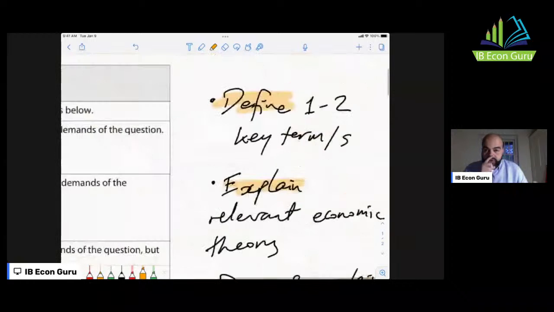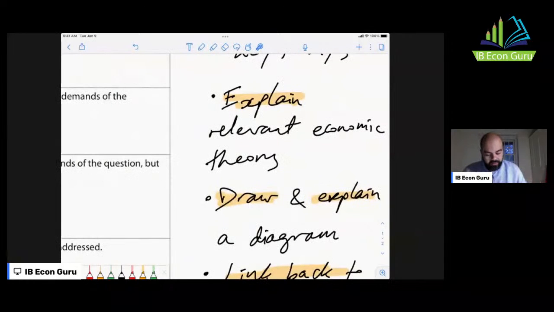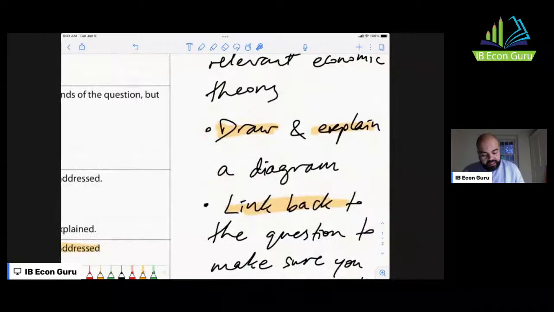Start by defining 1 to 2 key terms. Remember, I told you, you don't actually have to. I tell my students it's better to define 1 or 2 key terms because this signals to the examiner that you understand those key terms. Defining is a way of showing your understanding. Then you explain relevant economic theory. You want to explain it fully. Then you draw and explain a diagram, or for some questions you might need 2 diagrams. But make sure that you draw and you explain a diagram.